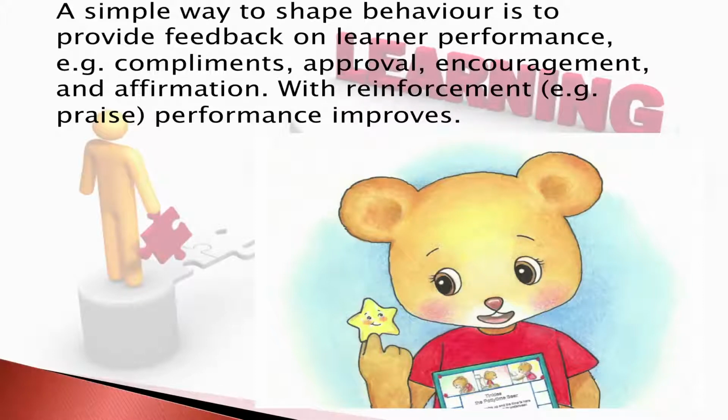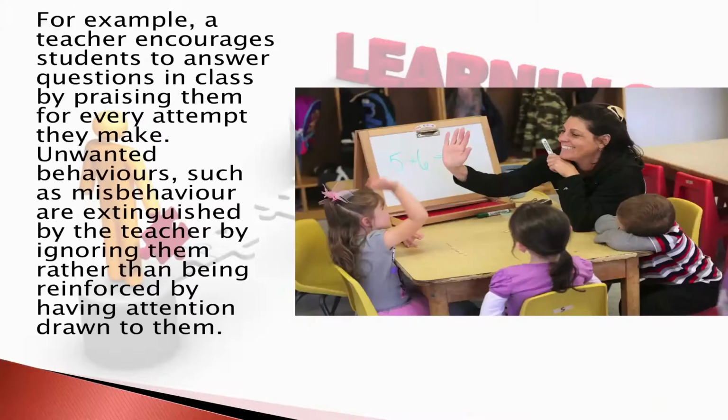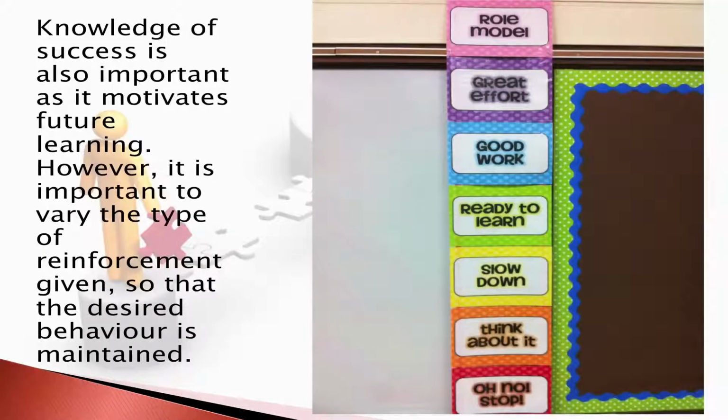Example, compliments, approval, encouragement and affirmation. With reinforcement, for example praise, performance improves. For example, a teacher encourages students to answer questions in class by praising them for every attempt they make. Unwanted behaviors are removed by the teacher by ignoring them rather than reinforcing them by having attention drawn to them. Knowledge of success is also important as it motivates future learning. However, it is important to vary the type of reinforcement given so that the desired behavior is maintained.